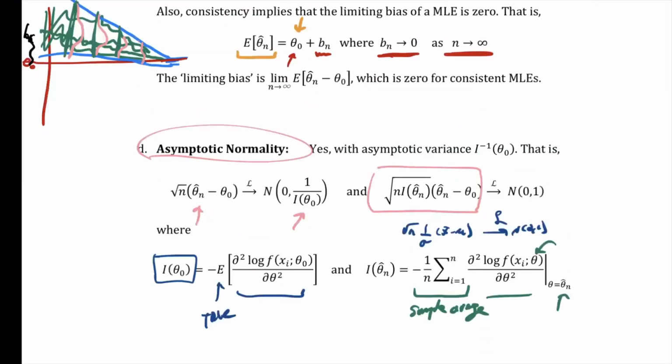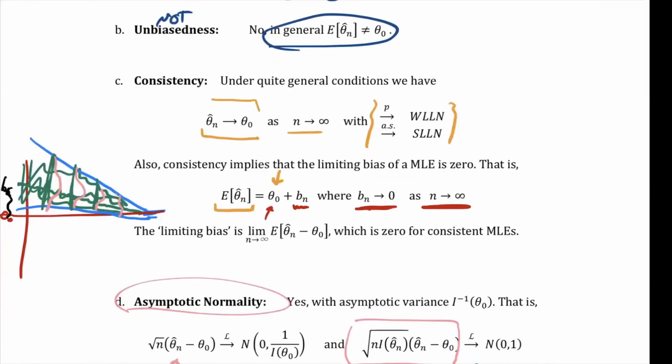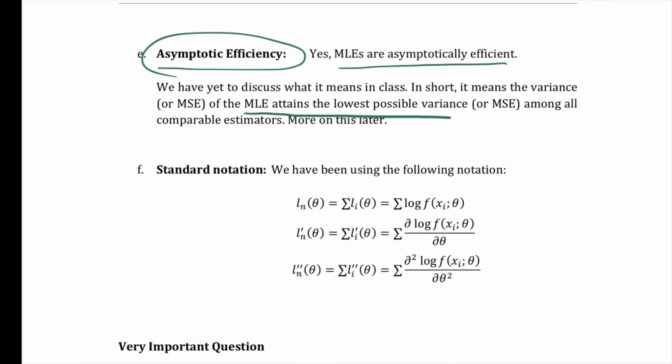All right, so we have some nice properties of maximum likelihood estimation. I'm going to go to the next page here. Turns out there are a few other things that we're not going to pay too much attention to right now. We'll touch on them later. One is asymptotic efficiency. It turns out that maximum likelihood estimators are asymptotically efficient. What that means is they attain the lowest possible variance, or the lowest possible mean square error among all comparable estimators. So they're optimal.